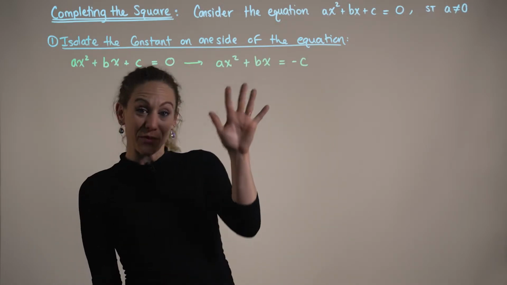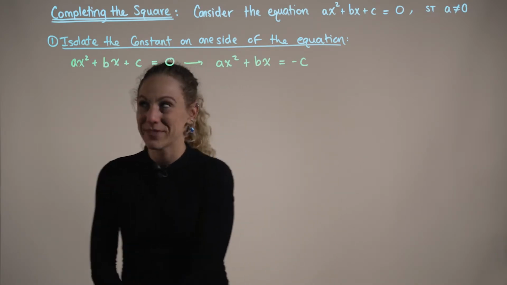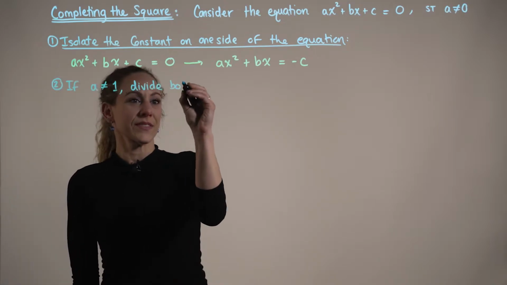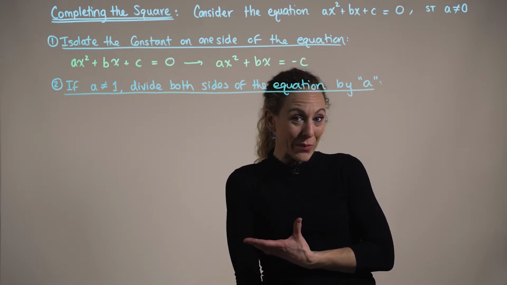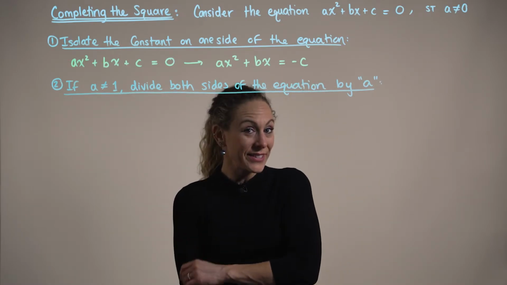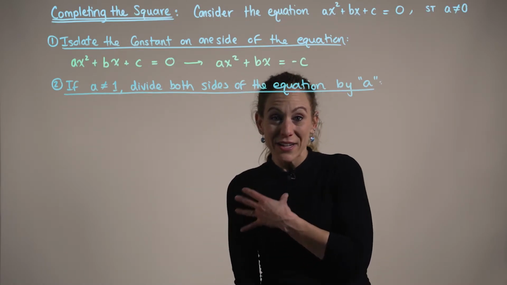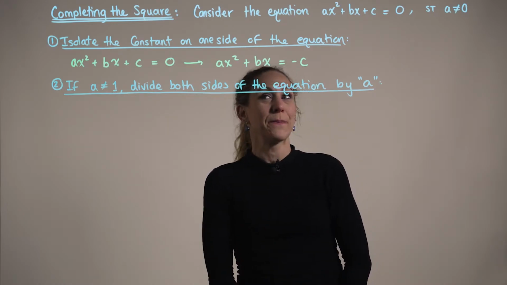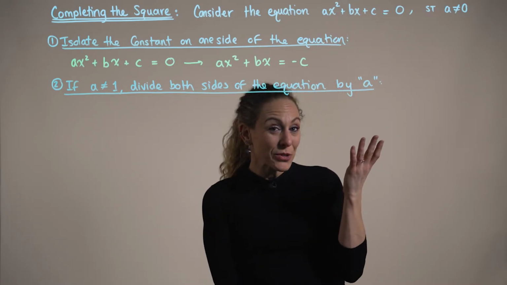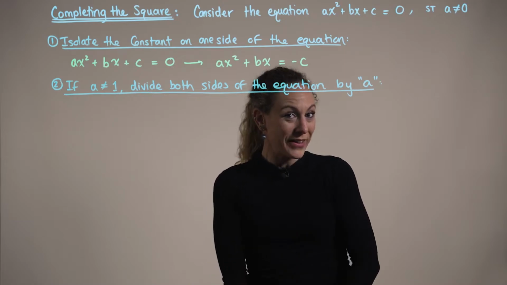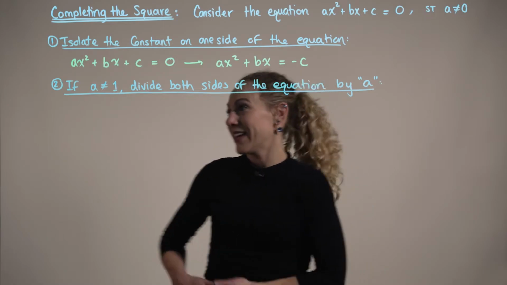So now that we have the terms with variables on the left-hand side and the constant on the right-hand side, we can proceed to step 2. Now, if the leading coefficient of the quadratic equation you're working with does not equal 1, then we need to go ahead and divide both sides of the equation by that leading coefficient a to obtain a leading coefficient of 1. So looking up here at our given quadratic equation, since a is arbitrary, we cannot assume that it's equal to 1. So we're going to want to factor a out of both terms and then divide by a.